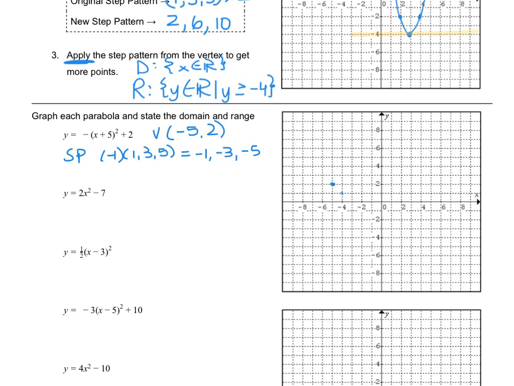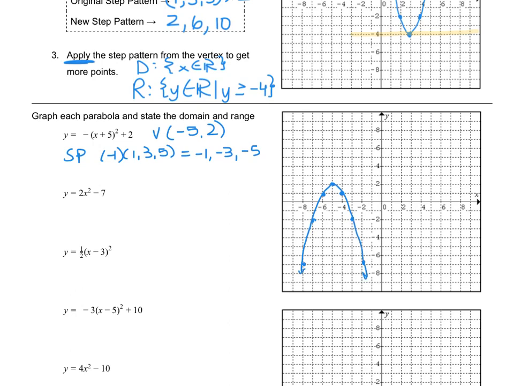Right 1, down 1. Right 1, down 3. Right 1, down 5. And moving down should make sense because we know that when our a value is negative, we have a reflection over the x-axis and our parabola should open down. And we achieve that by moving down with the step pattern. Now I'm going to do the same thing to the left. Left 1, down 1. Left 1, down 3. Left 1, down 5. And then we can connect the dots.